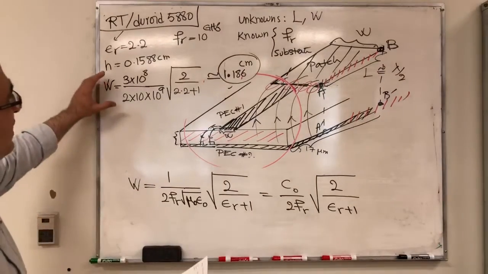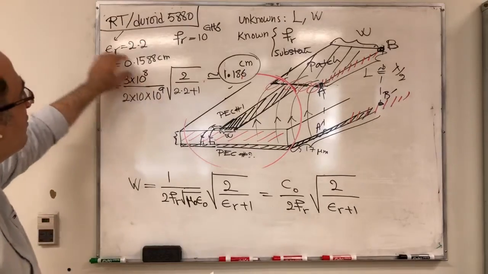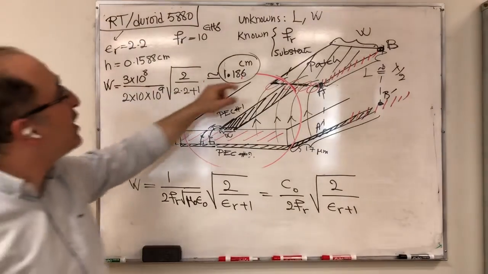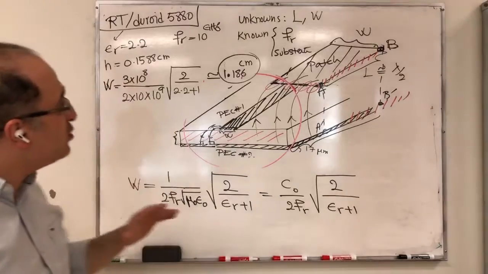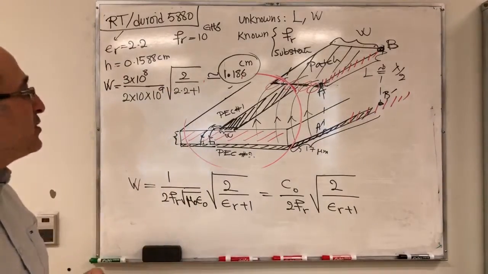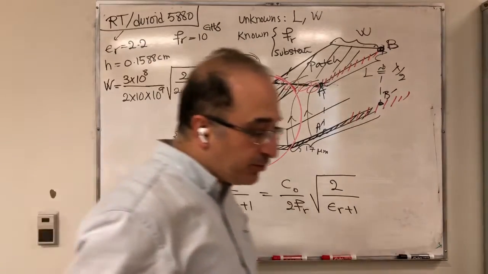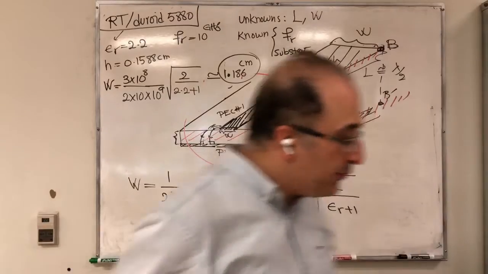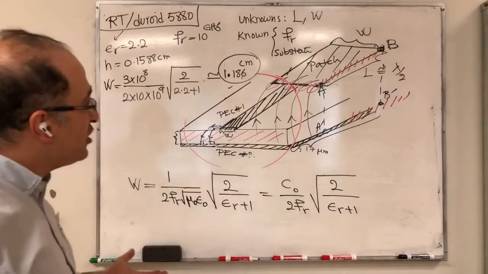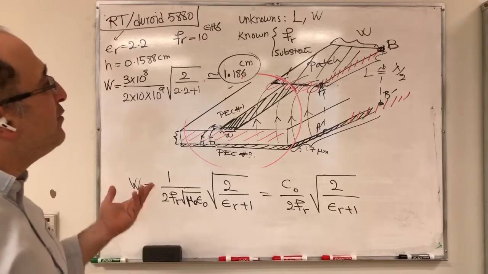So you see, with knowing the substrate and resonance frequency or operational frequency, immediately you calculate W. Just to emphasize, this epsilon r is the epsilon r of the substrate. So that becomes your W. Now let's see what would be the other step, which is a standard. The other step would be essentially finding L.